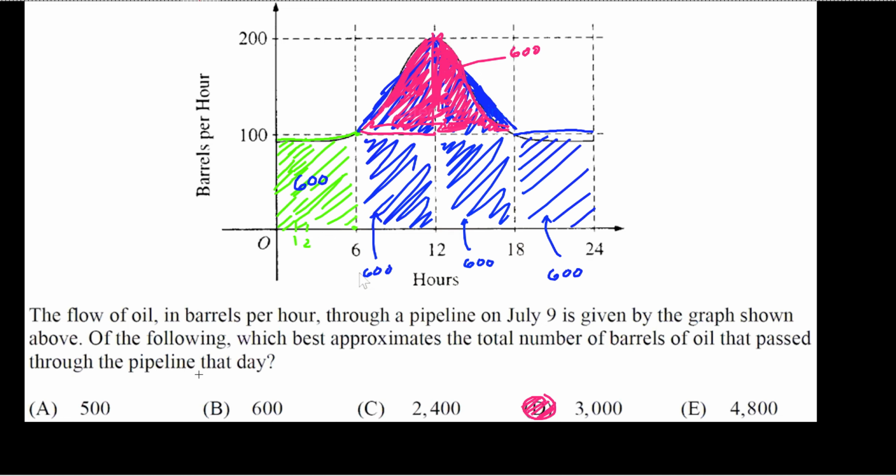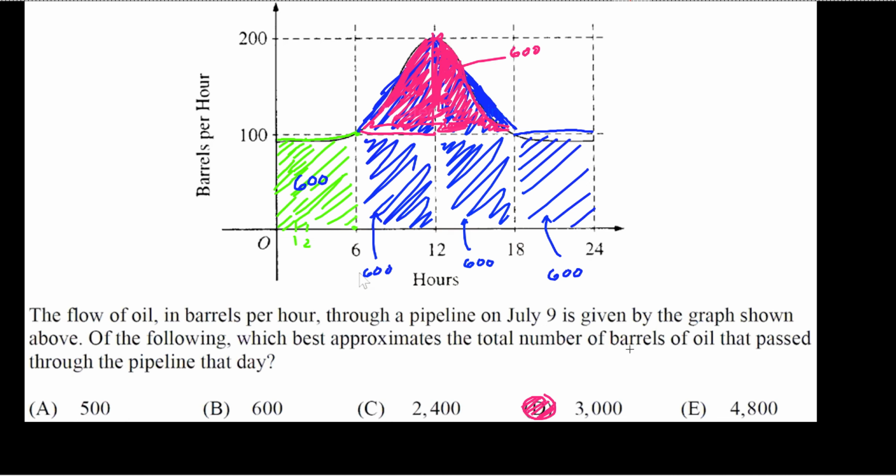So if you want, go back and read this one again. Let's see what we have. The flow of oil in barrels per hour through a pipeline on July 9th is given by the graph shown above. Of the following, which best approximates the total number of barrels? So this is like the change in the number of barrels that have passed through the pipeline that day. So what is that value? How many barrels have been produced in this day?